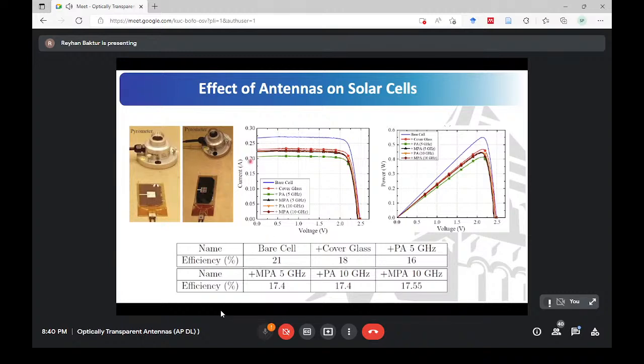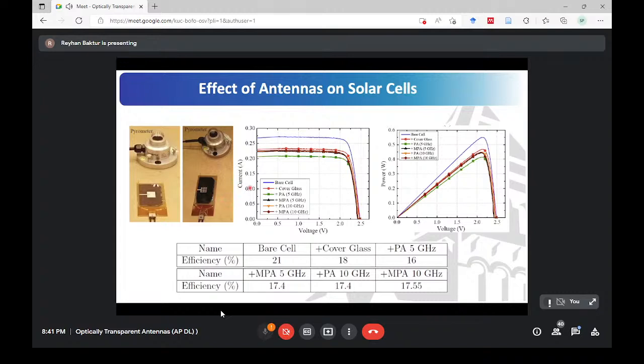So to address that question, we did many tests in the past, and we were able to show that the biggest block for the light comes from the cover glass of the solar cell. The solar cell, in order to protect the cell, has a cover glass. The cover glass gives you the biggest block. And then it's the antenna. So we are able to show that the actual blockage from our transparent antenna is less than 3%.